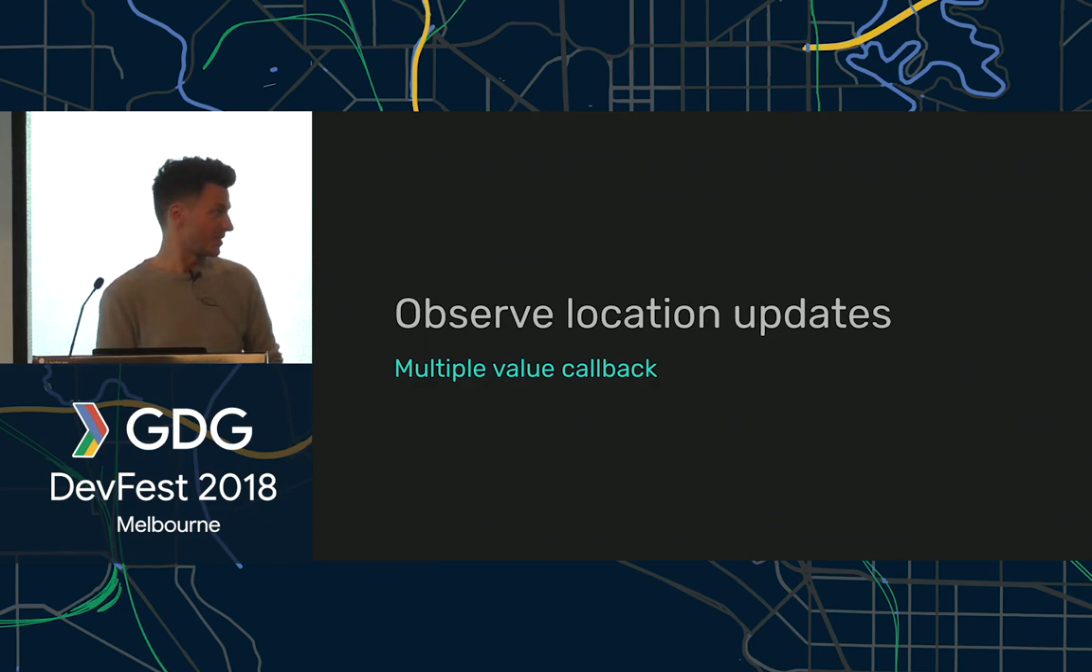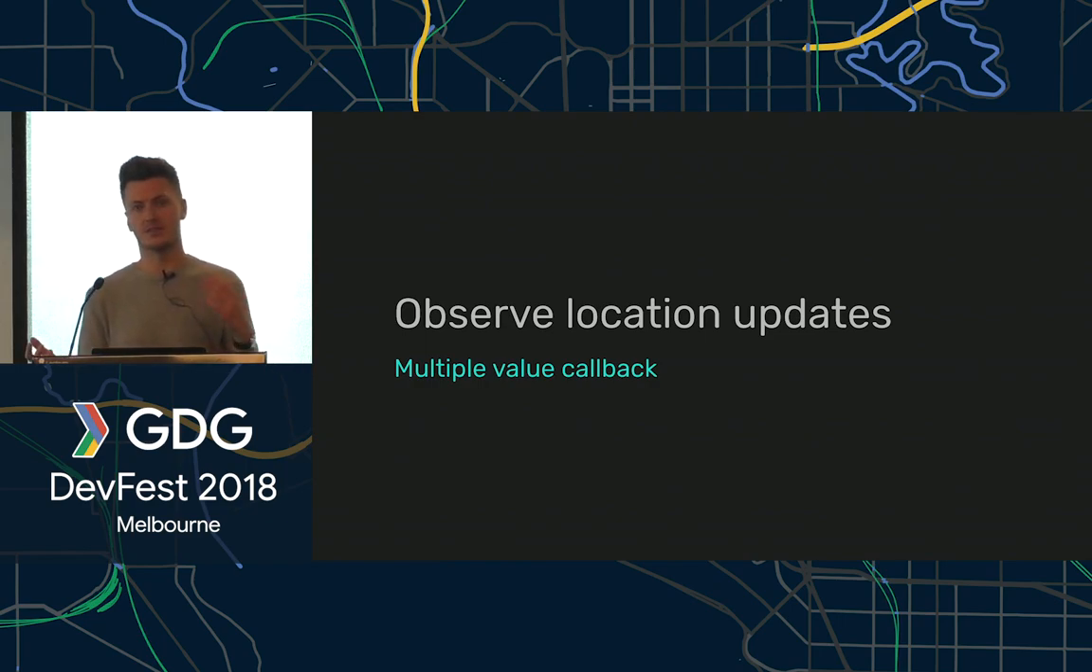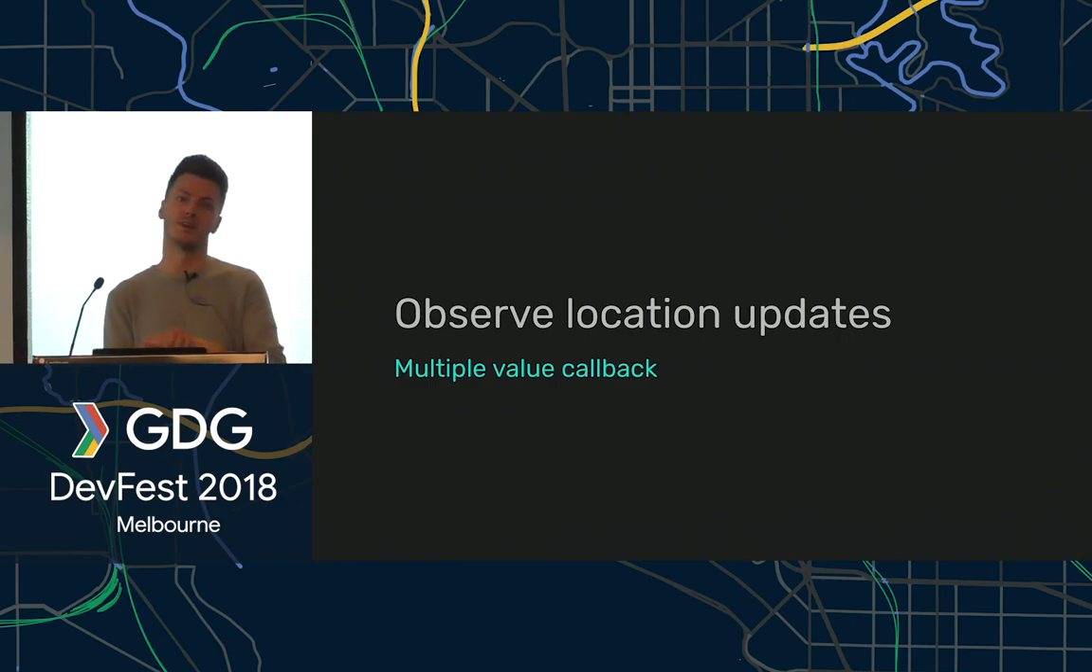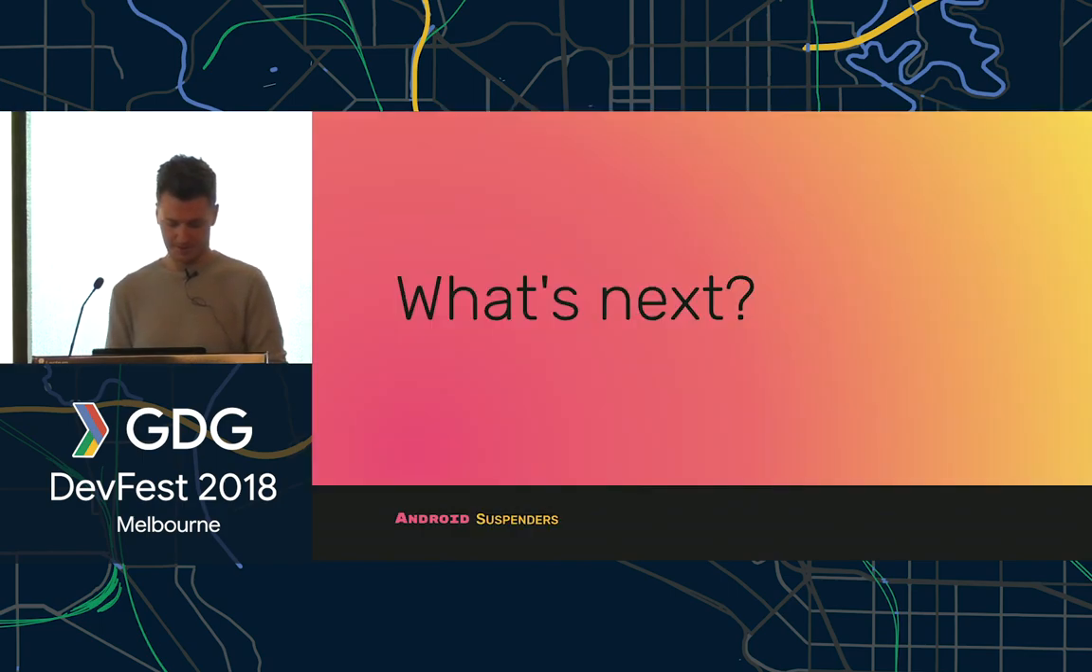I'm probably going to skip this bit because I don't think we have time, but you can find the slides online. It's all about, instead of just doing a one-shot callback to get the last location, you can observe locations. Look for the code, it's pretty simple, but it uses a channel internally. So I think that is about it, and I think we only have 2 minutes left.